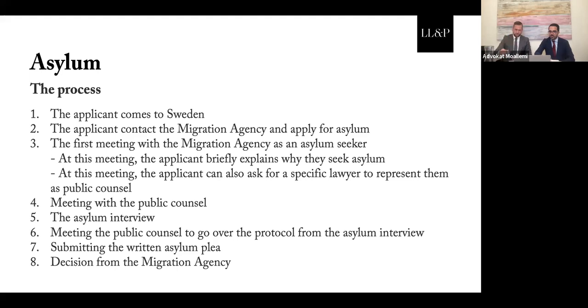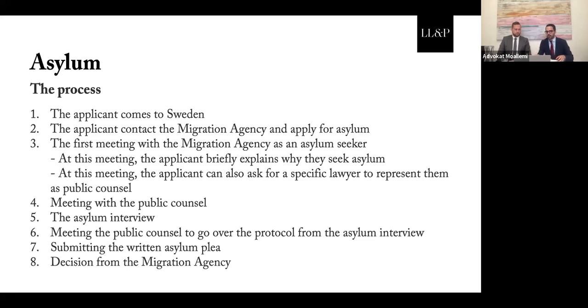So you come to Sweden and you come into contact with the migration agency and apply for asylum. And it should be said that when you come to Sweden, it is good if you apply for asylum as soon as possible. Although it is understandable if someone who has fled their country is in trauma, is not feeling well, and might want time to recover before contacting the Swedish agencies, it is not good to wait with applying for asylum, and you should do it as soon as possible after entering Sweden.